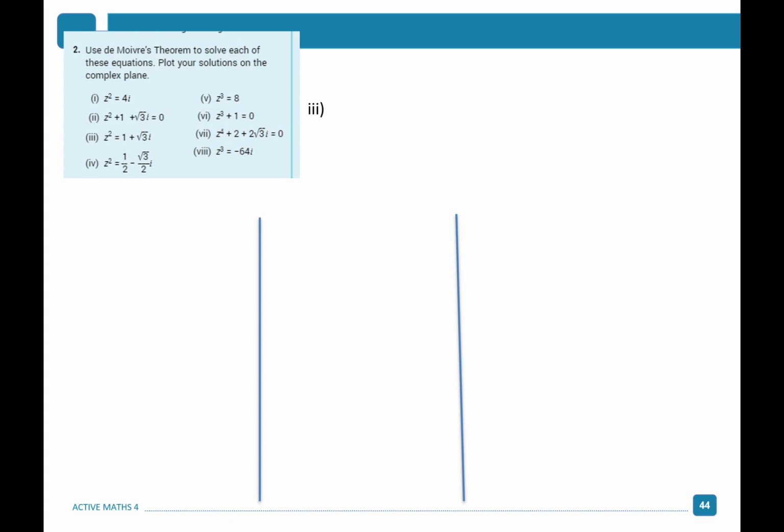Use de Moivre's theorem to solve for each of these equations. Let's look at part 3. Solve for z squared is equal to 1 plus root 3i. In these questions, when you're solving for z, the power that you have raised z to is the number of roots that you should find. So in this case, z is raised to the power of 2, and therefore I should have 2 complex numbers as my answer.